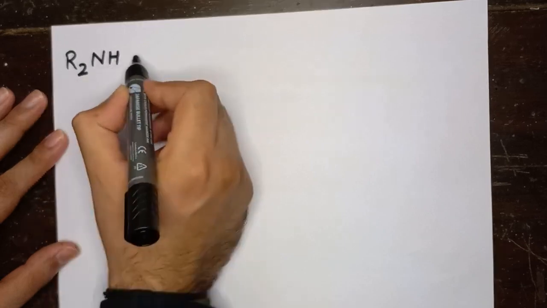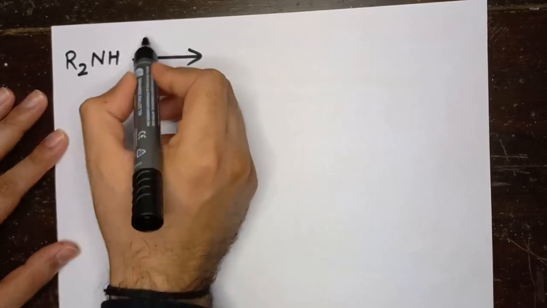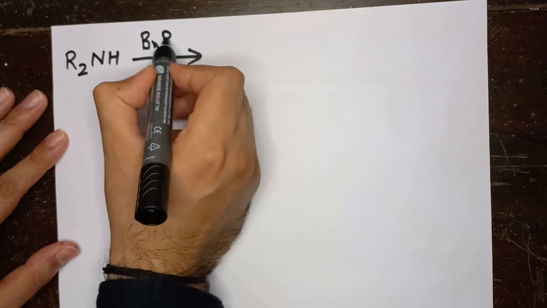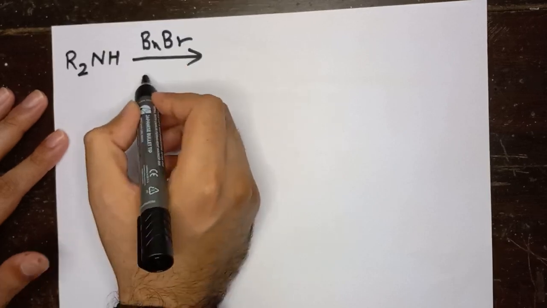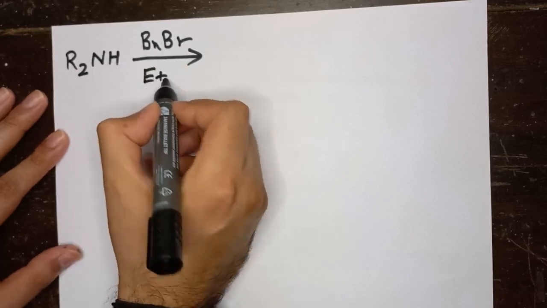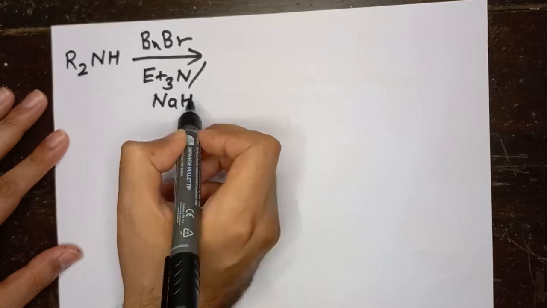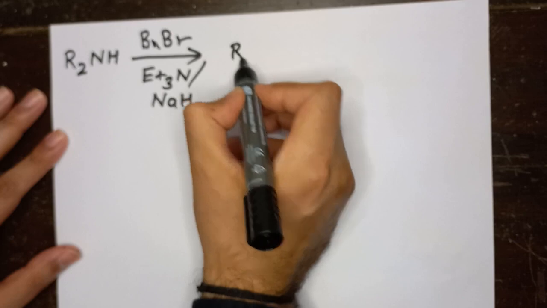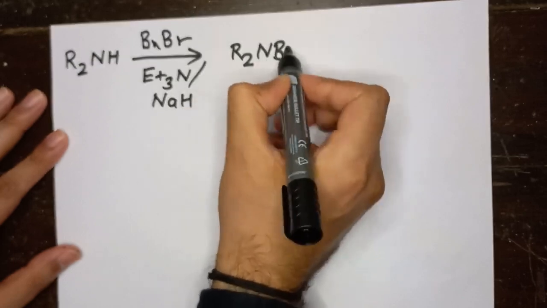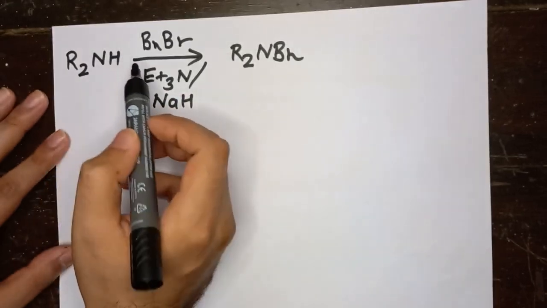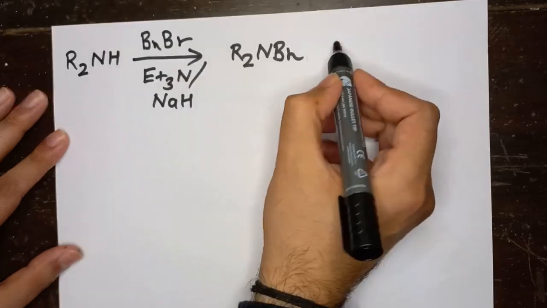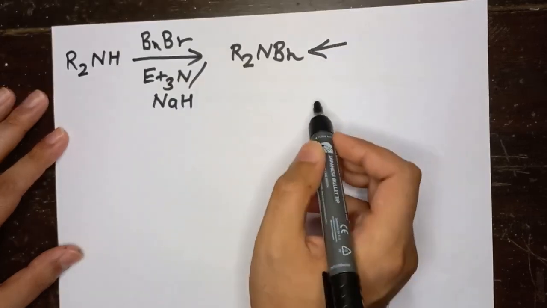Now suppose I have a 2 degree amine and I want to protect it. So once again I'm going to use benzyl bromide or benzyl chloride. So this time it doesn't matter whether I use a weak base or a strong base. I will get only the mono substituted benzyl product because we have only one hydrogen to remove. So this is the protection of 2 degree amine.